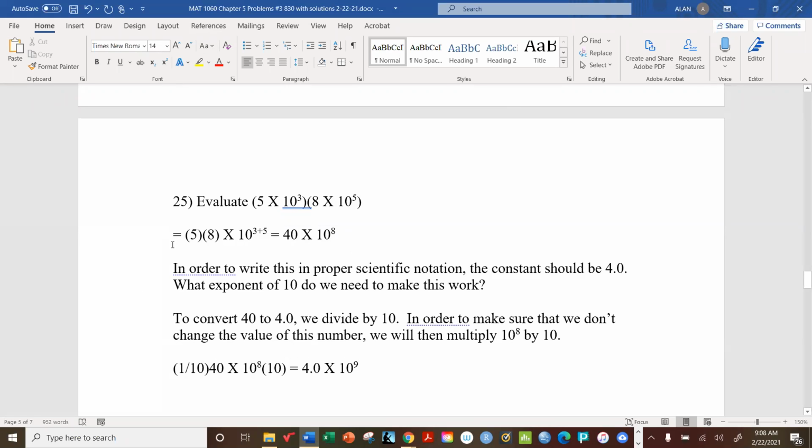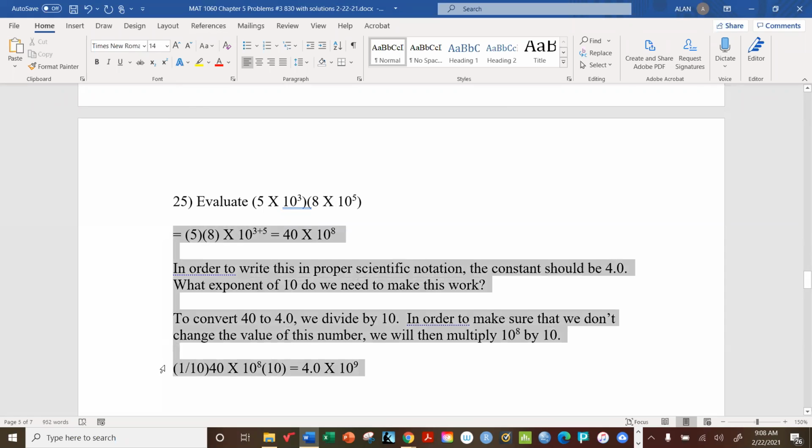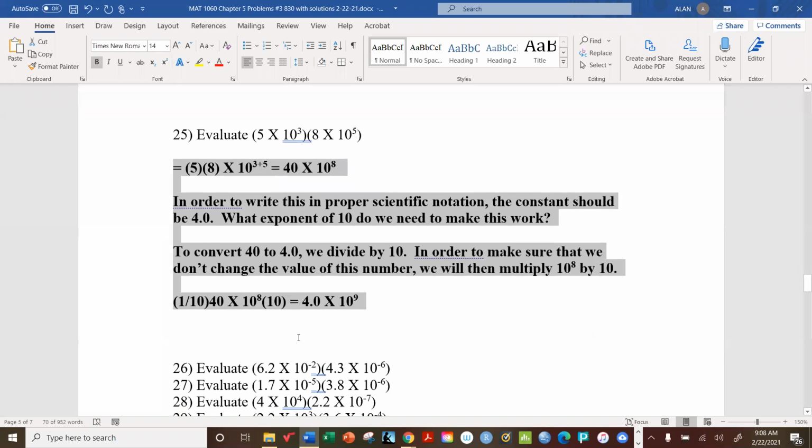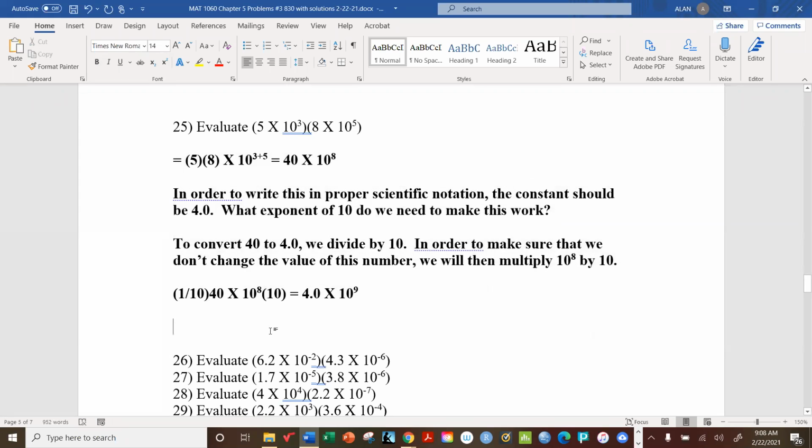All right, so in a case like this, it technically isn't wrong. It's just that it's not proper scientific notation. So what you want to do, in order to avoid making mistakes, is just visualize what you're actually doing to convert it from here to here. You divided the constant by 10, which means you must multiply the 10 to the 8th by 10. And when you're done, if you take this to your calculator and type it in, you'll see that you will get the same results.